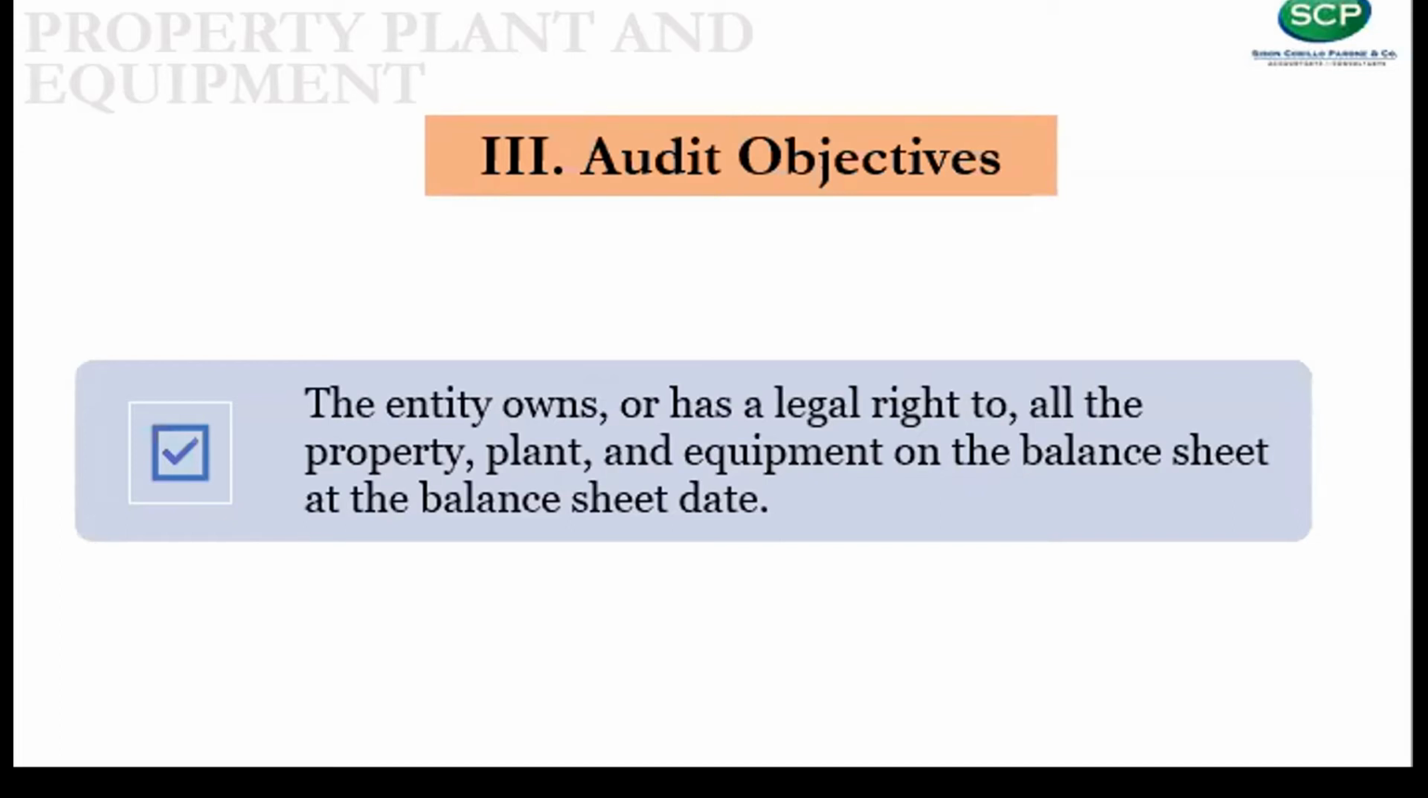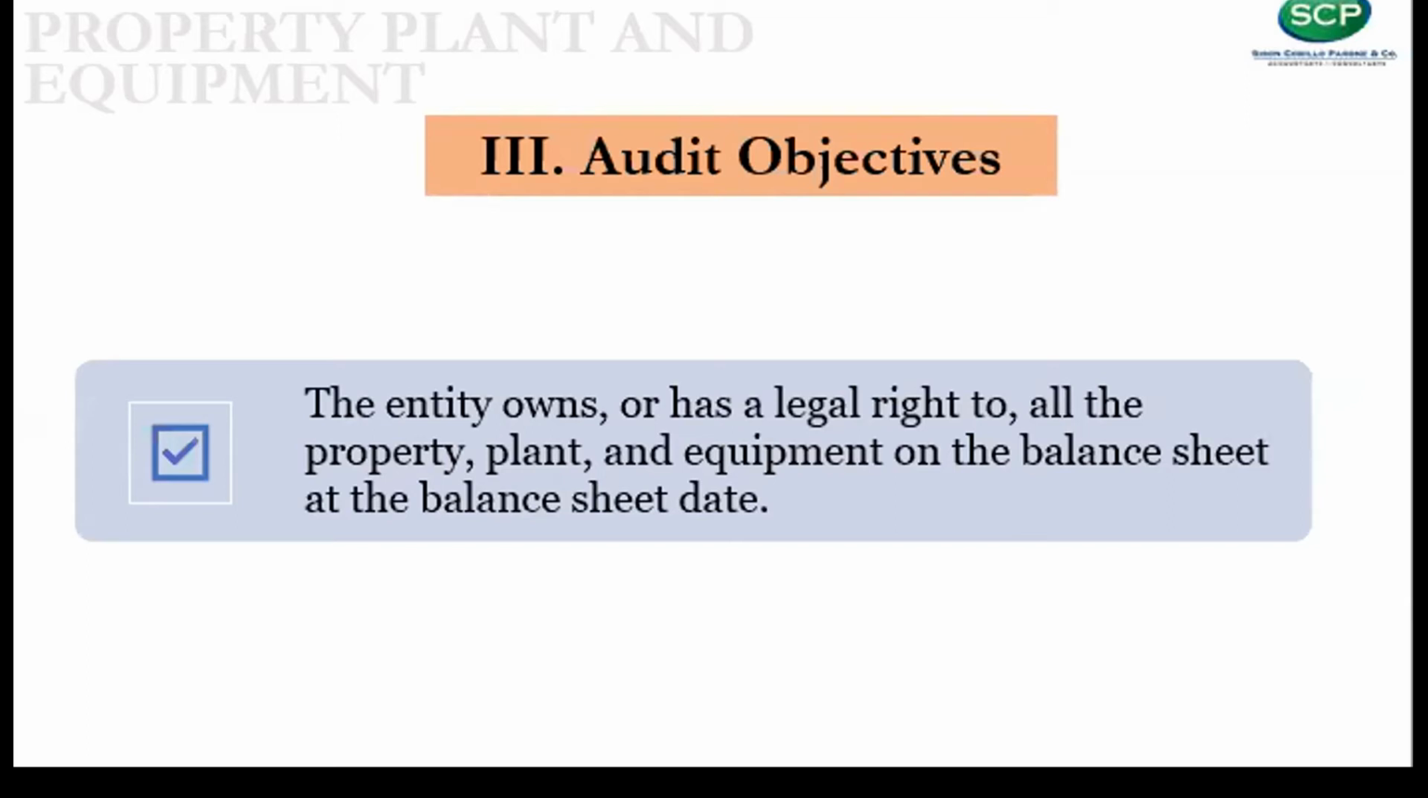The fourth audit objective is to ascertain or to determine that the entity owns or has a legal right to all the property, plant, and equipment on the balance sheet at the balance sheet date. Fixed assets owned by others, such as those of related parties, or purchased fixed assets, the control or ownership of which has not transferred yet to the company as of the cutoff date, should not be recorded as such on the statement of financial position.